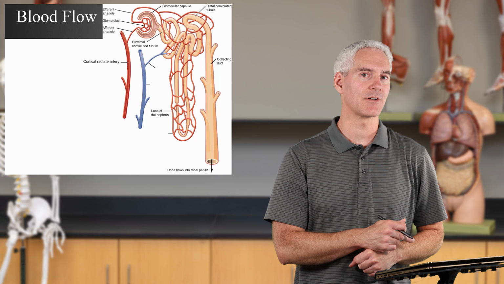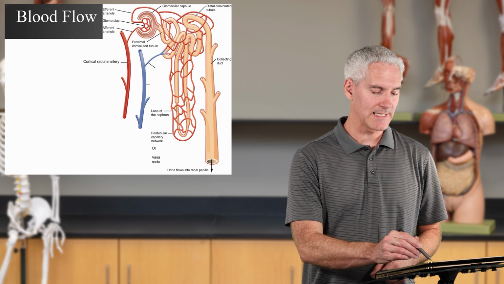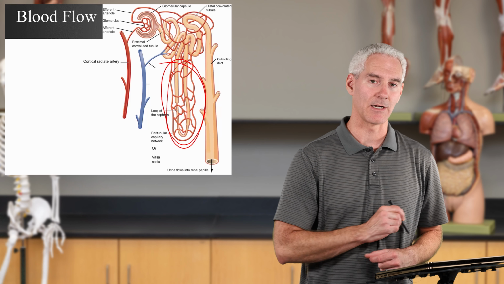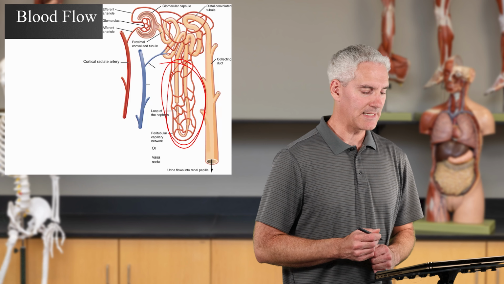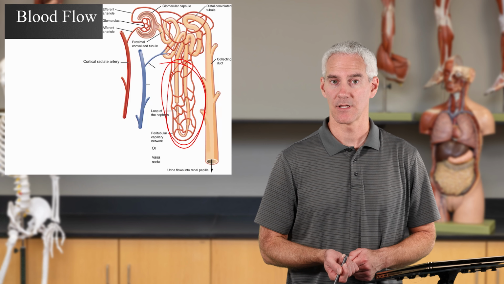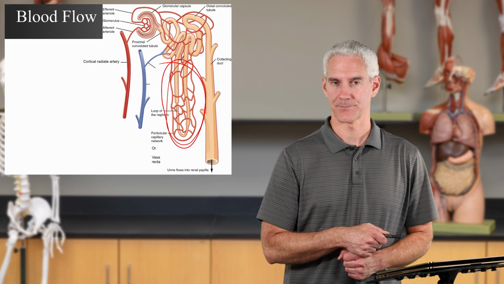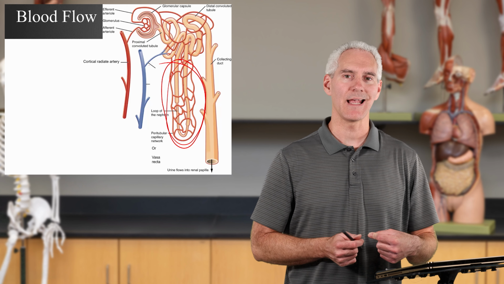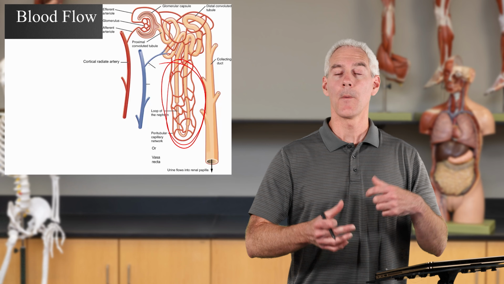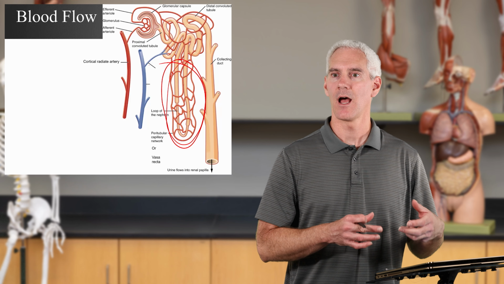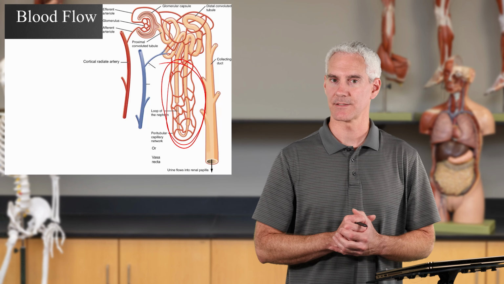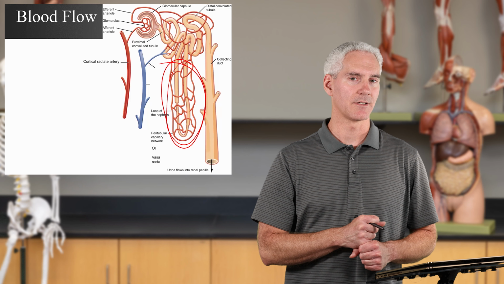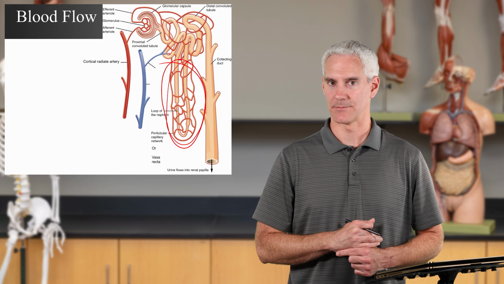Now that efferent arteriole is going down to this network of capillaries down here. That's going to be either the peritubular capillaries or the vasa recta. Now the reason there's an or is it's location based. Peritubular capillaries are primarily located in the cortex. The vasa recta is located down in the medulla.